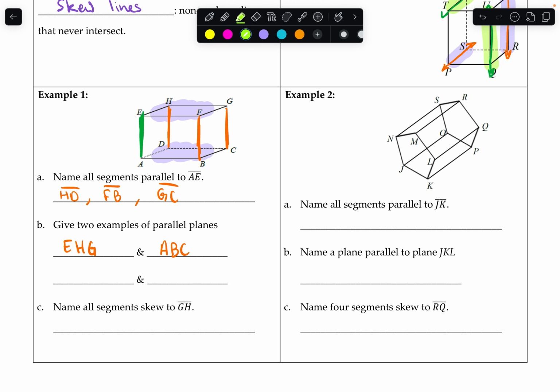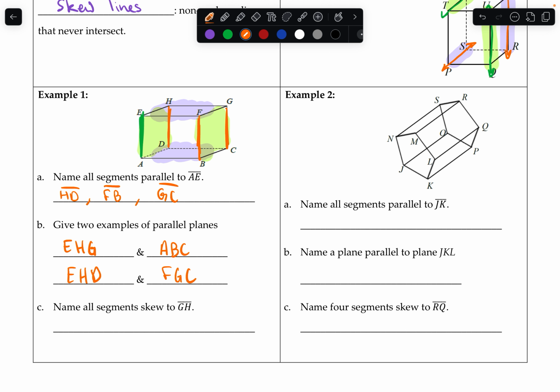I could also say that, say, like the right side of the box and the left side of the box. Those are also parallel to each other. So I could say E, H, D this time. So EHG took me across the top, whereas EHD takes me across the side. It deals with the side. And FGH, or sorry, not FGH, FGC would work as well.